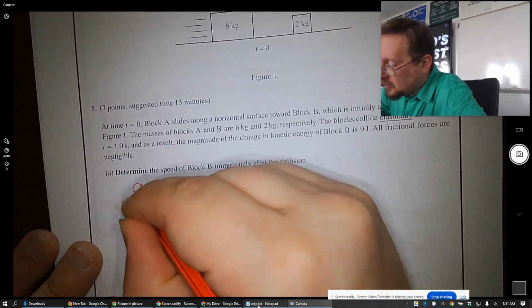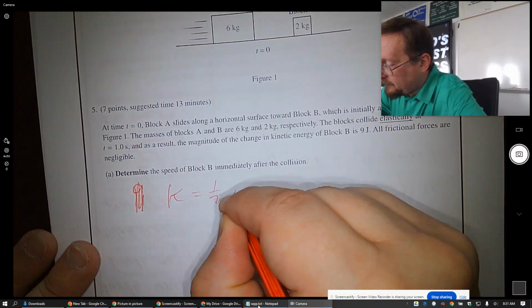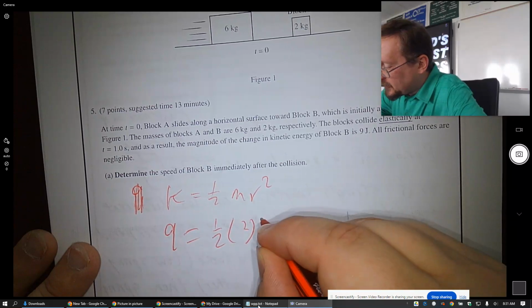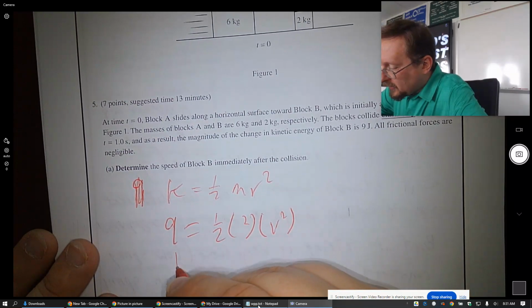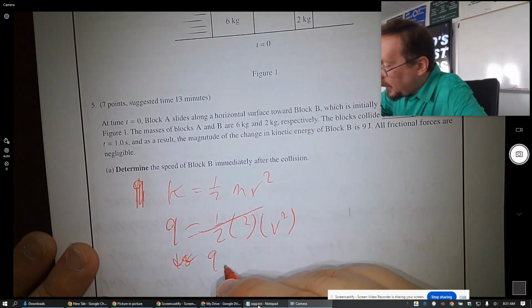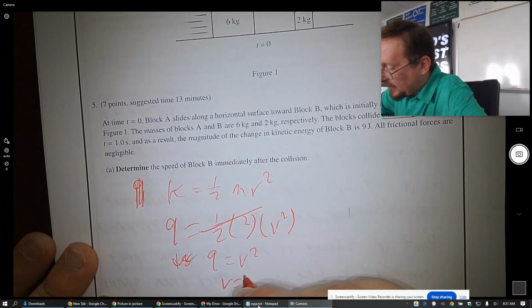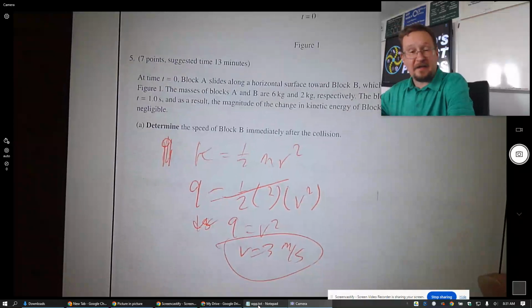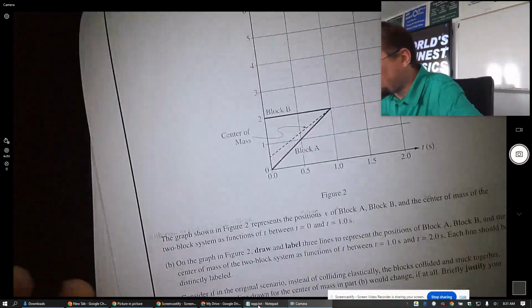Okay, so block B gains 9 joules. So I'm going to say kinetic energy is 1/2 mv squared. 9 is 1/2, the m is 2, v squared. So really going to get 18. Oh, no, cancel. 9 equals v squared, so v equals 3 meters per second. Thank you, College Board, for making this a nice number. You're actually following my philosophy on that.